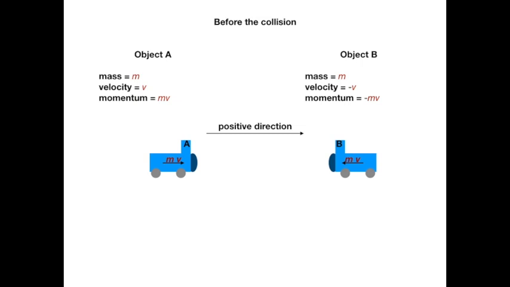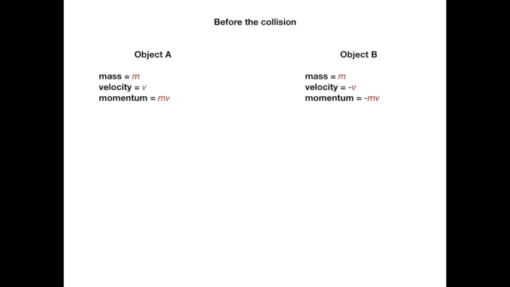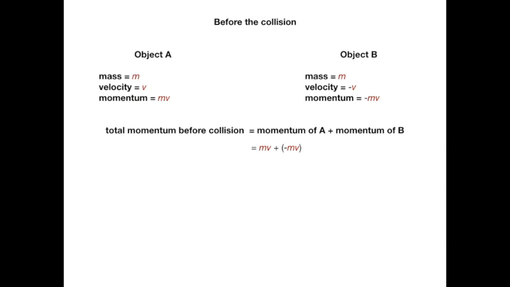Object A with mass m and velocity positive v, moving to the right which is the positive direction, will have a momentum mv. The object B, which is moving in the opposite direction with mass m and velocity negative v, moving to the left, will have the momentum minus mv. So the total momentum before the collision is the sum of the momentum of object A and object B, which is equal to mv plus minus mv, which will be 0.